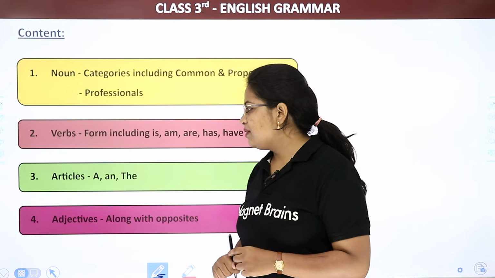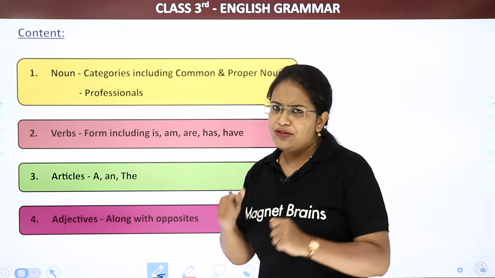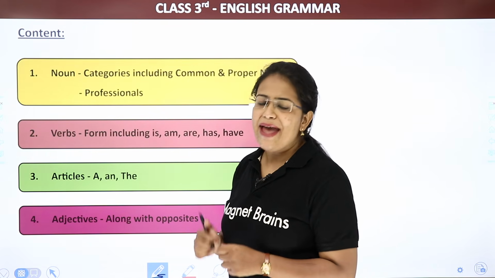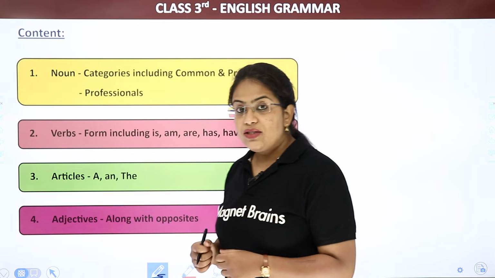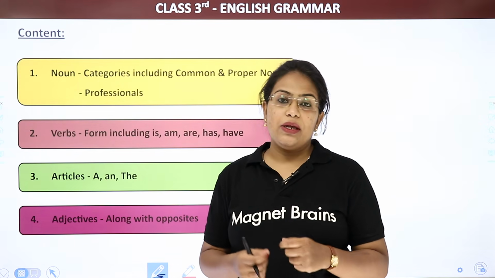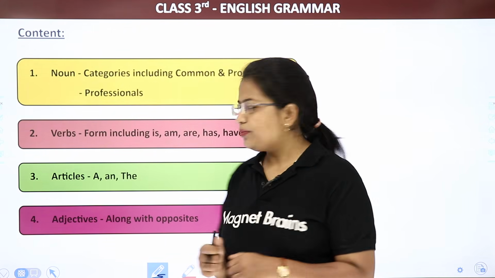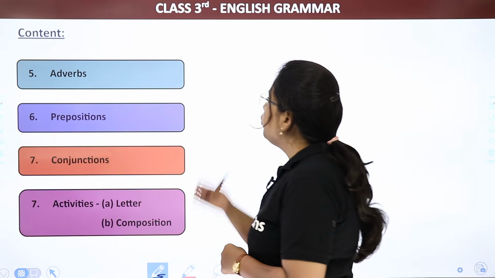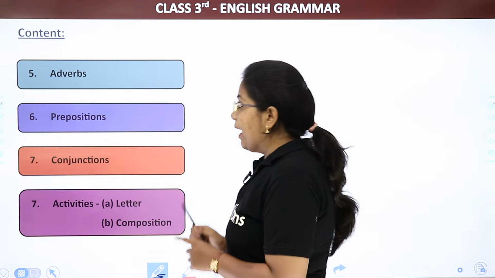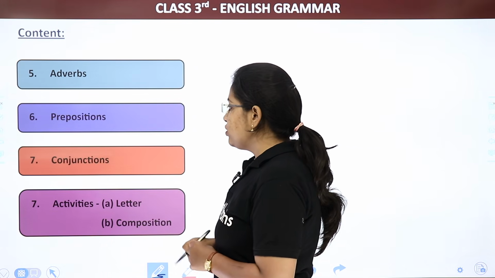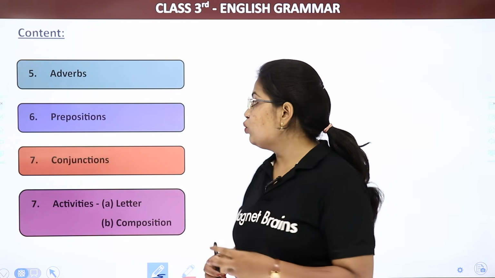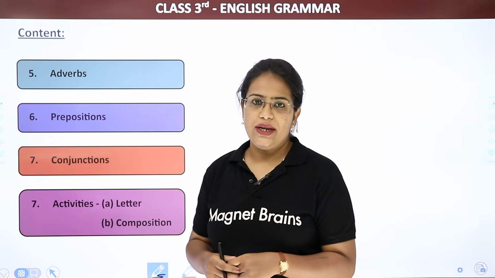Next is articles, the easiest form of grammar, right? A and the. Then we have adjectives, and in adjectives we will also be looking upon some opposites. Moving on to next, we have adverbs, right? Prepositions, conjunctions, and we have two activities also, right?